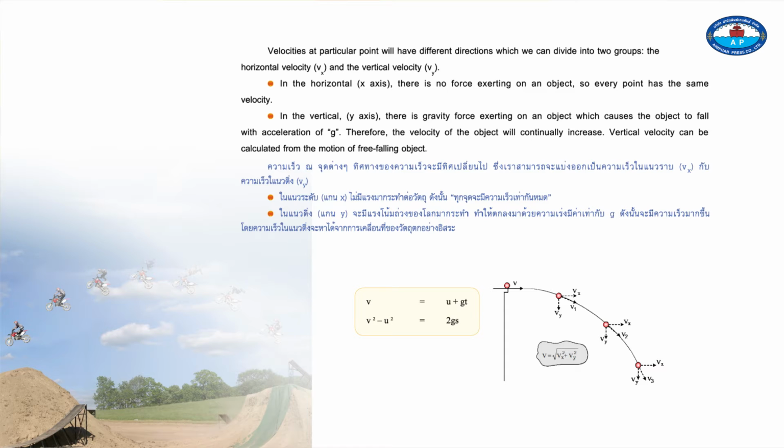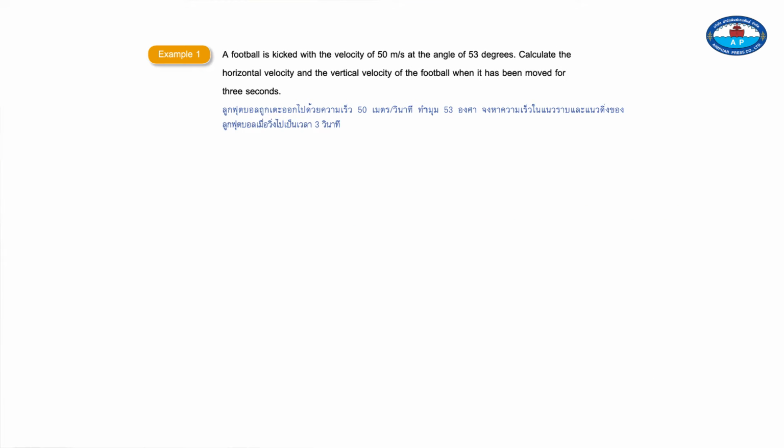Vertical velocity can be calculated from the motion of a free-falling object. Example 1. A football is kicked with a velocity of 50 meters per second at an angle of 53 degrees. Calculate the horizontal velocity and the vertical velocity of the football when it has been moving for 3 seconds.